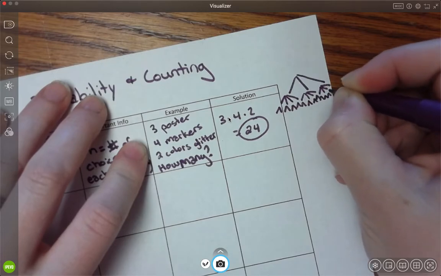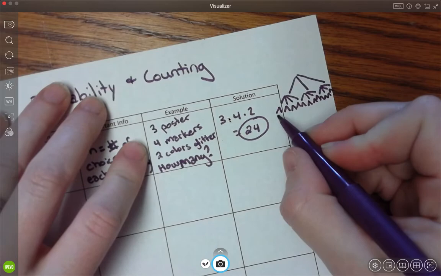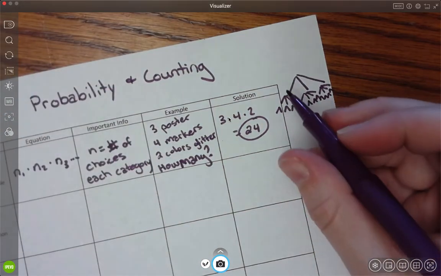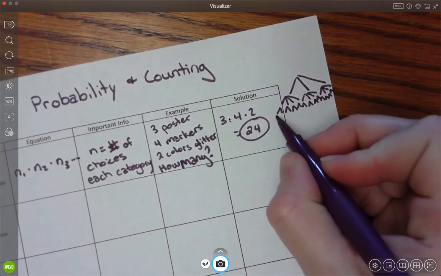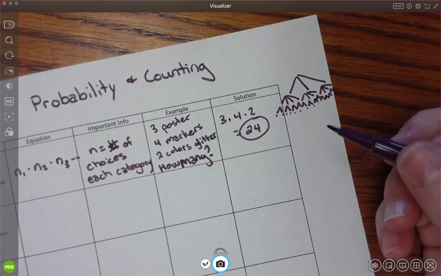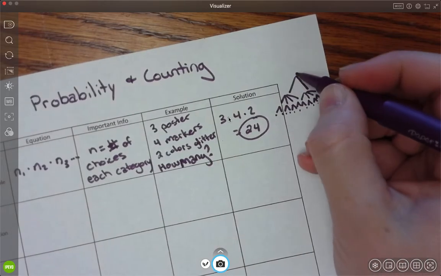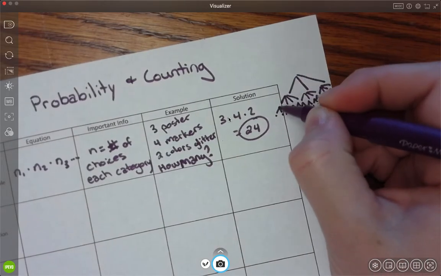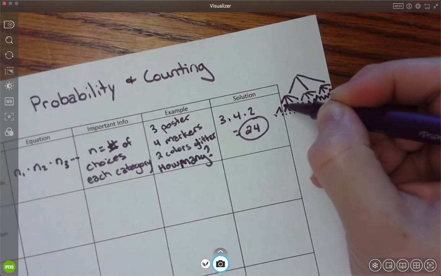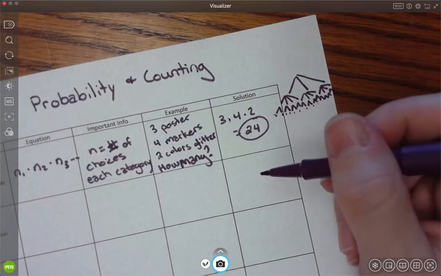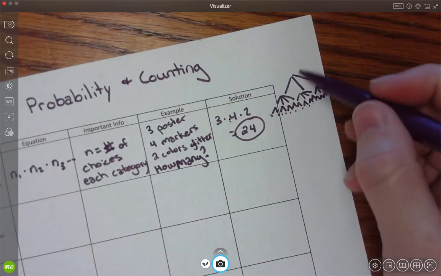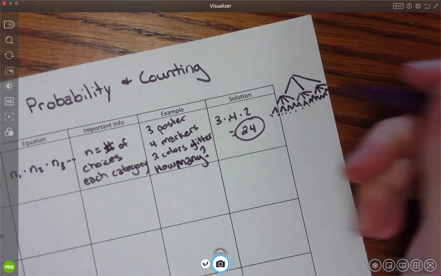Looking at my lowest row, there are 24 options going all the way through. I could maybe choose a red poster board with a purple marker and gold glitter, or maybe a red poster board, purple marker, and silver glitter. That would be another option. Going all the way through, there are 24 different combinations that I could end up with on the very lowest level.